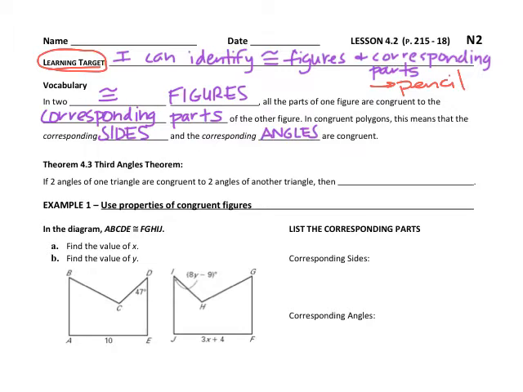And if you have not been completing all of the notes, meaning that you've also done the on your own problems, please make sure you do that to get full credit for your notes. And we are going to start with the vocabulary.